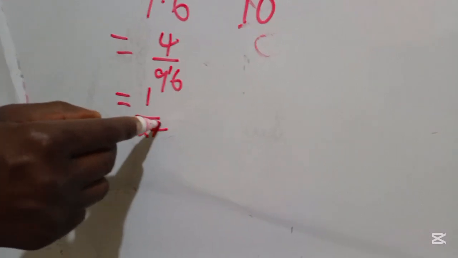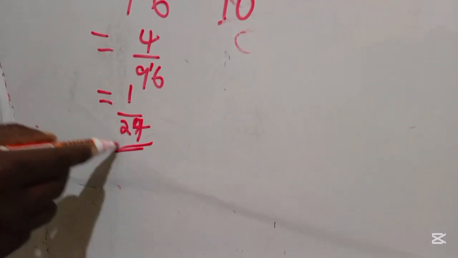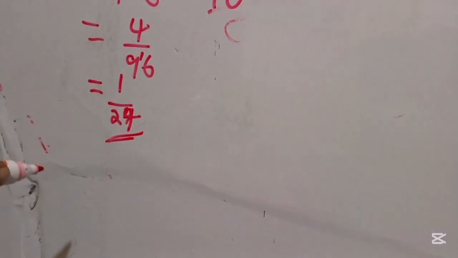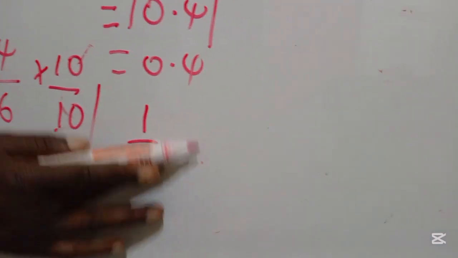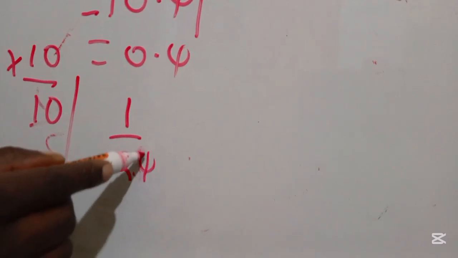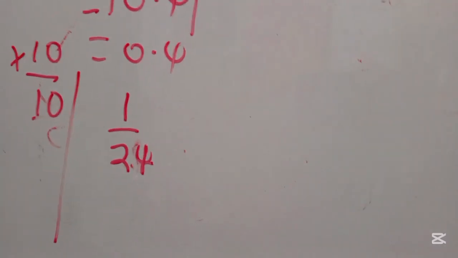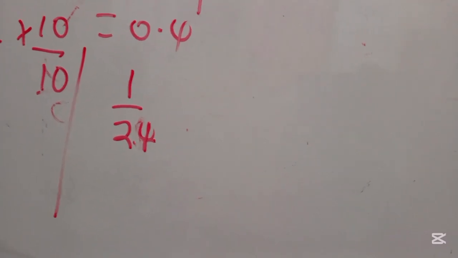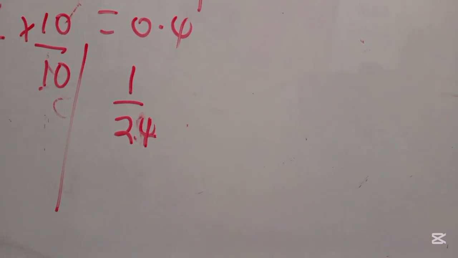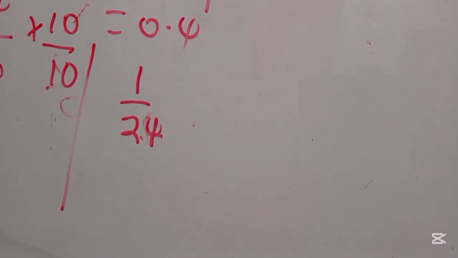So ladies and gentlemen, what is Philamba's relative error? Philamba's relative error, ladies and gentlemen, is 1 over 24. Where is this coming from? It is coming from his absolute error over the true reading. What was the absolute error? 0.4. How did we get 0.4?